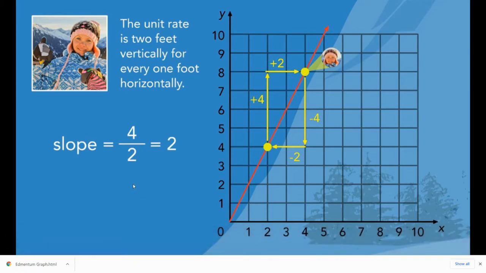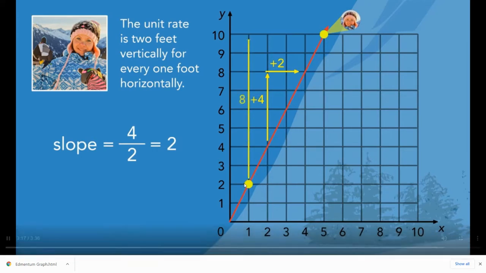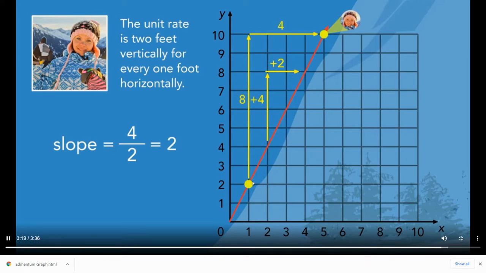What if you wanted to go higher up the mountain? I'm listening. If you went from point 1, 2 to point 5, 10, the slope would still be the same. One is 4 up and 2 right. The other is 8 up and 4 right. If we substitute these numbers for rise and run, we still get a slope of 2.